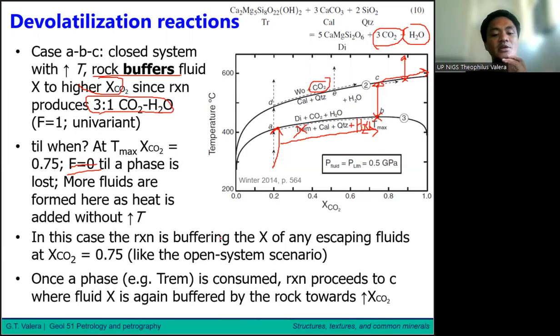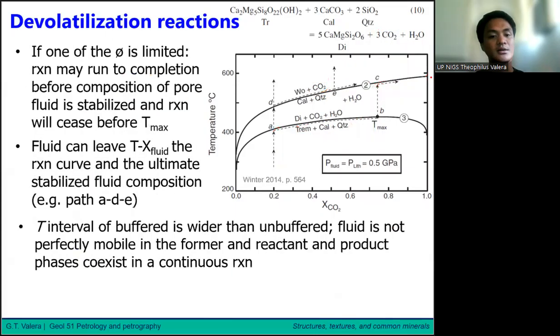So in this particular case, the reaction is buffering yung X of any escaping fluids at XCO2 equals 0.75. Once a phase like tremolite is consumed, the reaction proceeds to C, where fluid X is again buffered by the rock towards higher XCO2. Ito na yung sabi ko kanina. So, if one of the phases is limited, reaction may run to completion before composition of pore fluid is stabilized and the reaction will cease before Tmax.